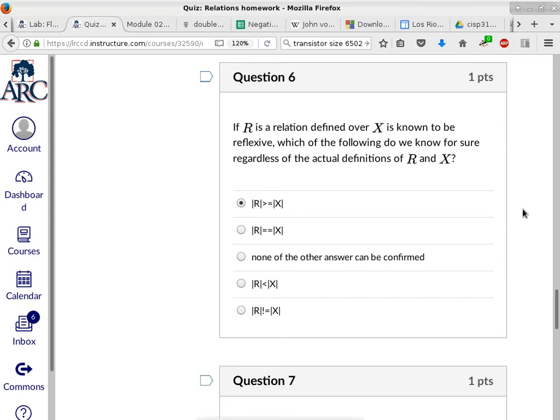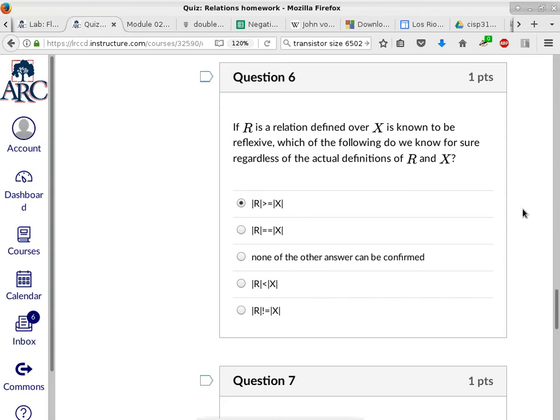So once again, I throw in one of these, none of the other answers. This one was kind of confusing. What makes it confusing? Regardless of the actual definitions, that means it doesn't matter how you define R and X. Which one of these has to be true? So you have to find the one that holds in all cases. In all cases, exactly.